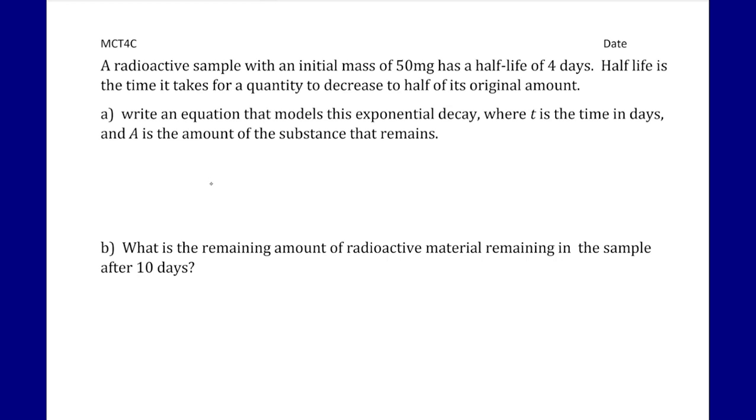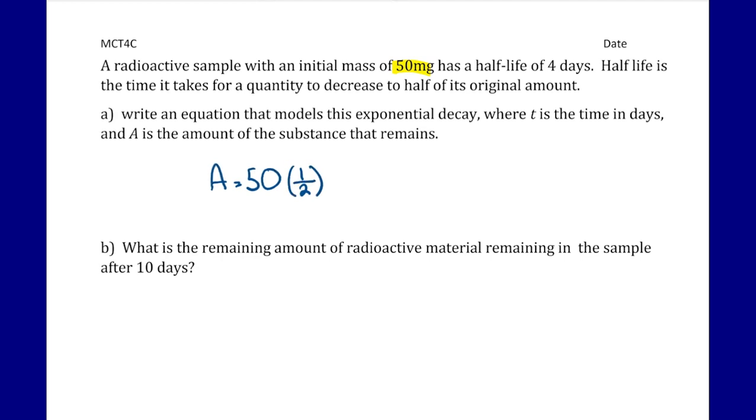So for exponential decay, we're going to start off with A, and this is going to equal our initial amount, which is 500 milligrams. We're going to start off with 500, so that's our initial amount. We're going to multiply it by our decay factor, and because we're losing half of it, our decay factor is going to be a half.